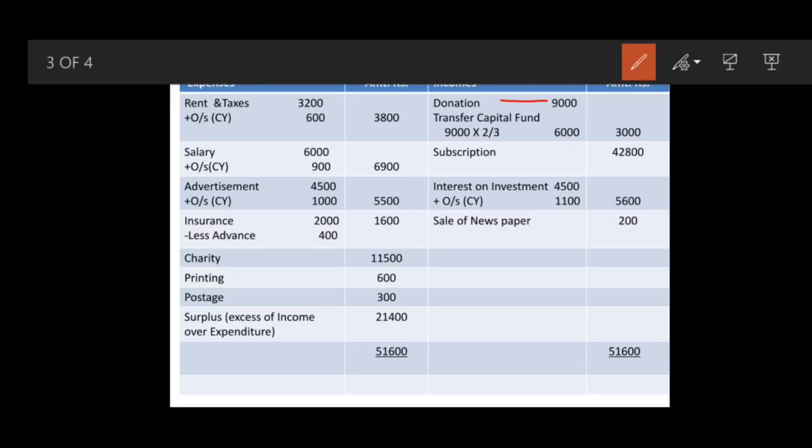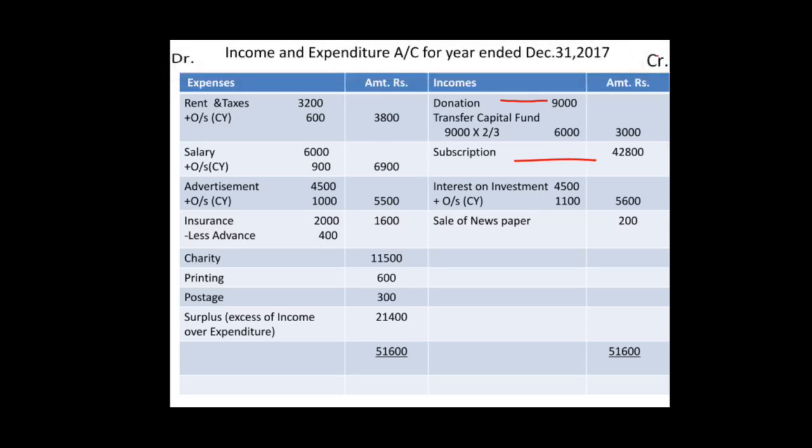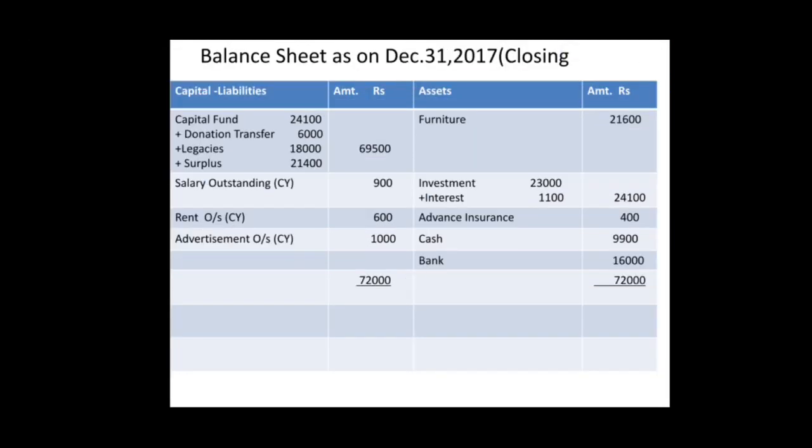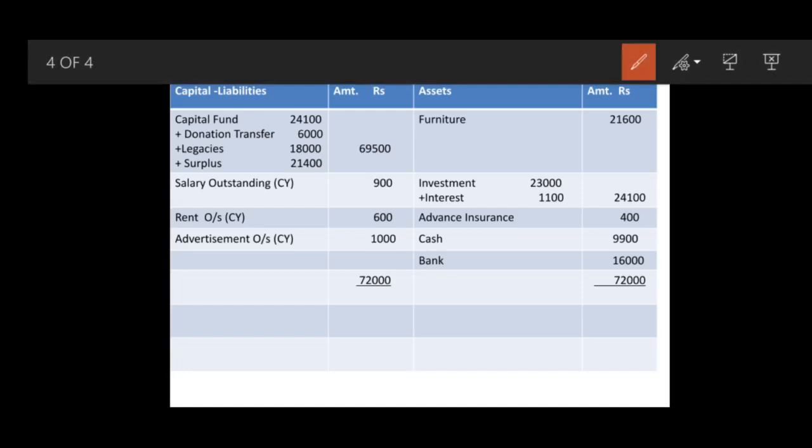Then comes your next, subscription. Now it is purely given subscription. We have not made a tick mark also, so write down subscription as an income, outer column 42,800. Then comes your legacies. Now in the legacy nothing specific is given, so come to your closing balance sheet. Over there write down capital fund plus legacies 18,000.